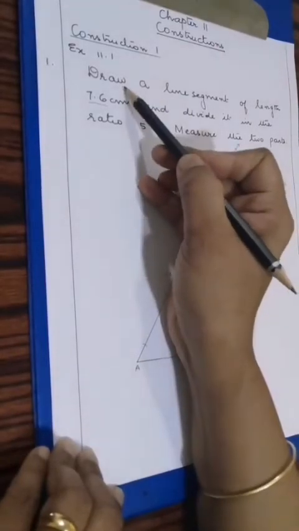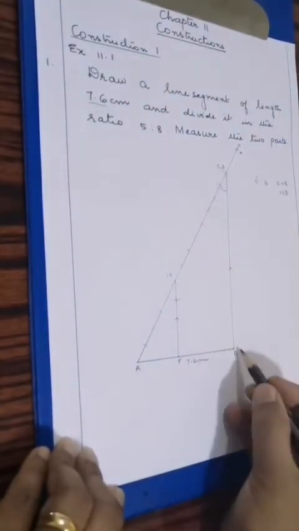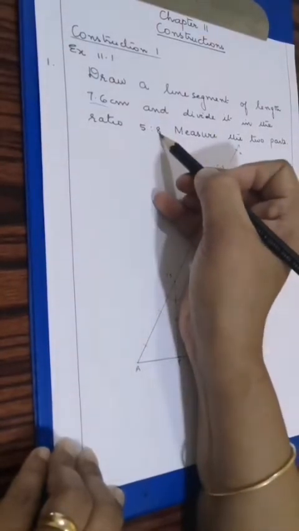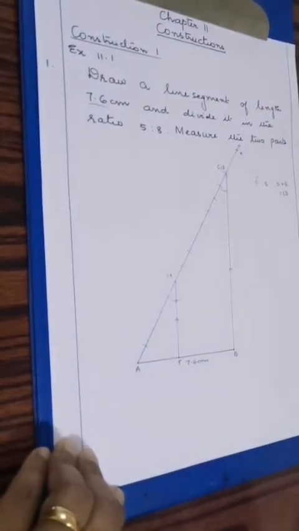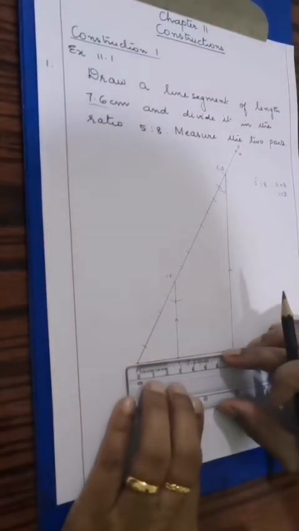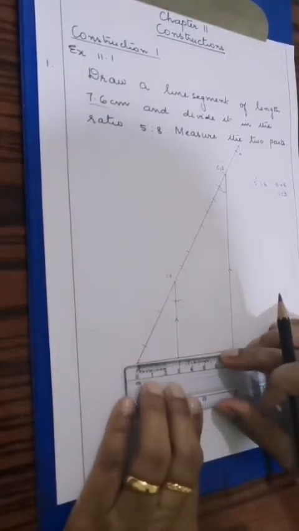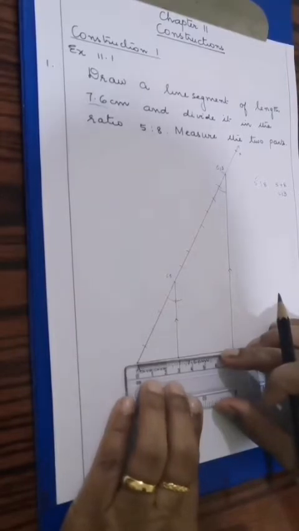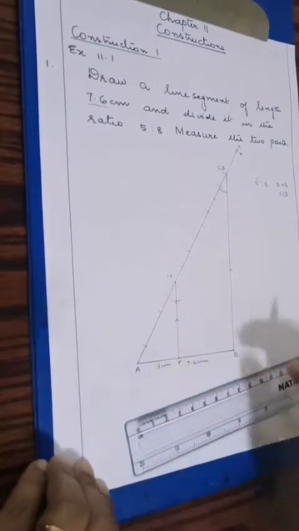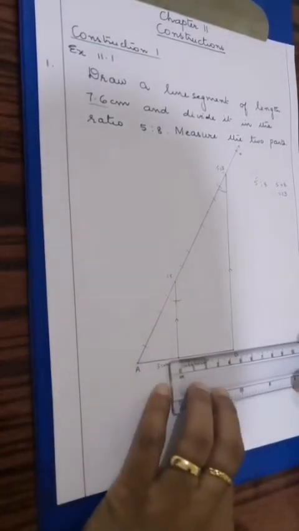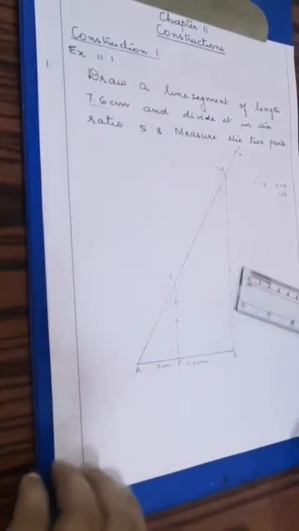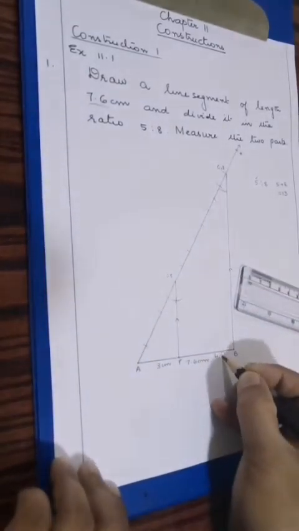So once again, draw a line segment of length 7.6 cm and divide it in the ratio 5:8. Measure the two parts. Let's measure the parts. AP measures 3 cm and PB is 4.6 cm.